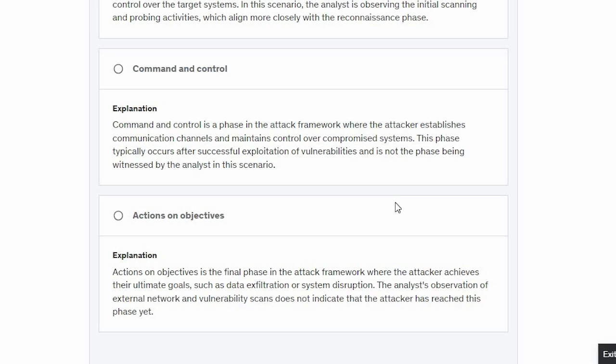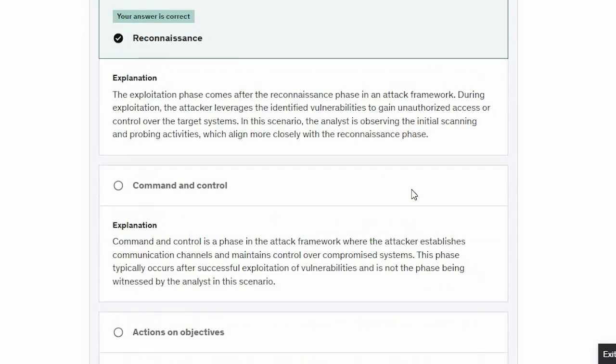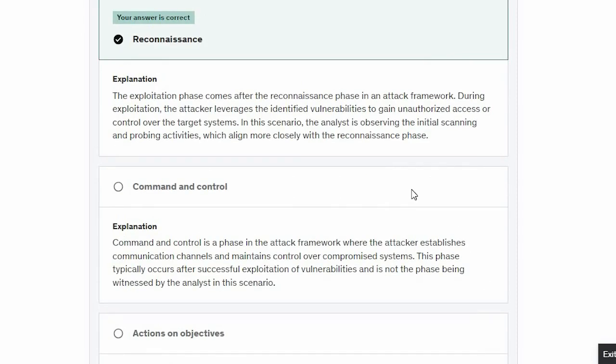Answer D, or 4, action on objectives. Actions on objectives is the final phase in the attack framework, where the attacker achieves the ultimate goal, such as data exfiltration or system disruption. The analyst's observation of external network and vulnerability scans does not indicate that the attacker has reached this phase yet. So actions on objectives is also not the correct answer. The only correct answer is reconnaissance.